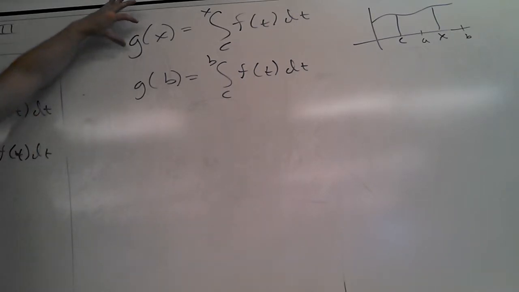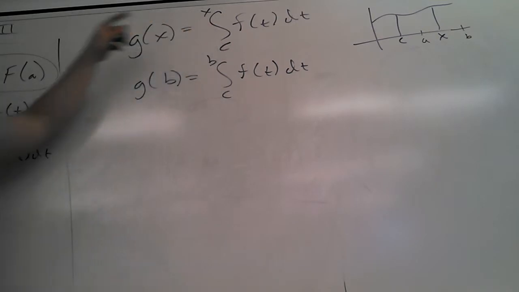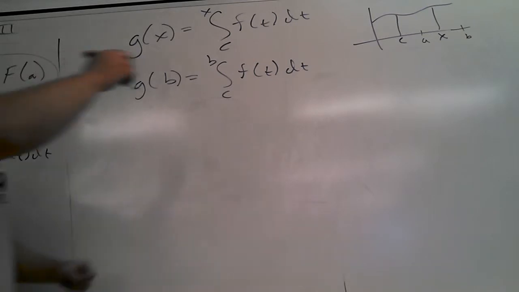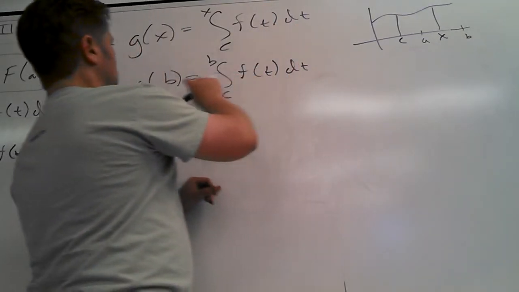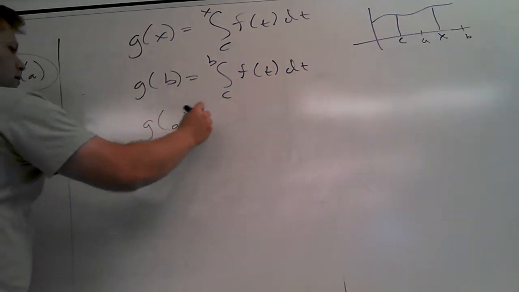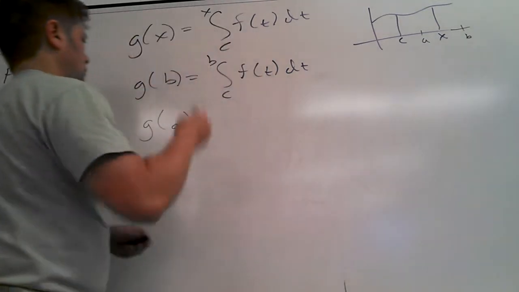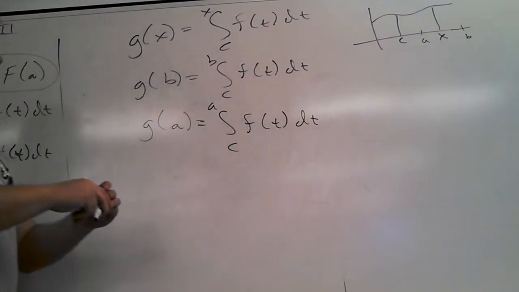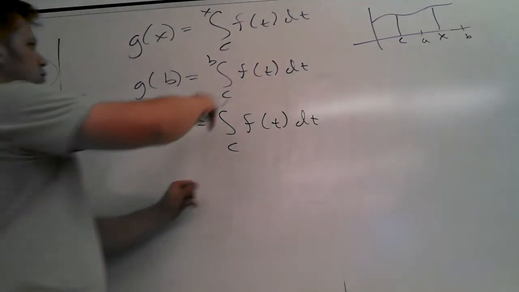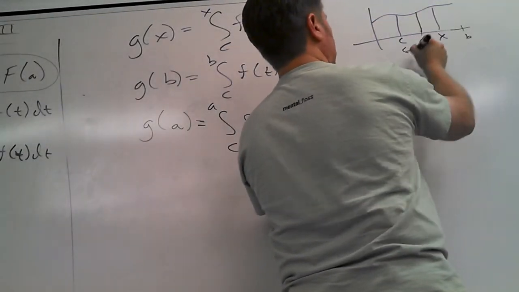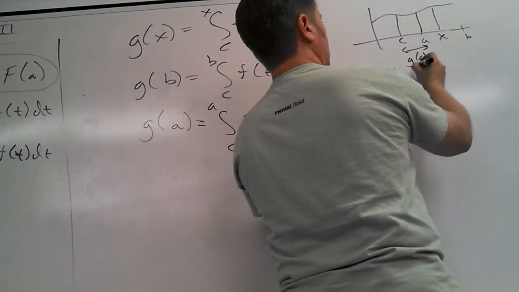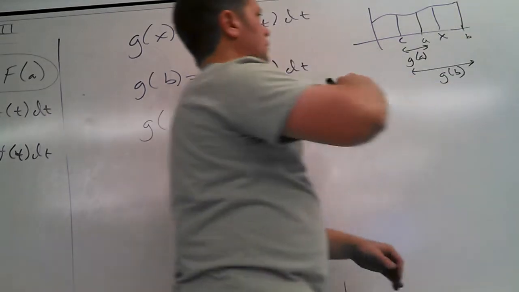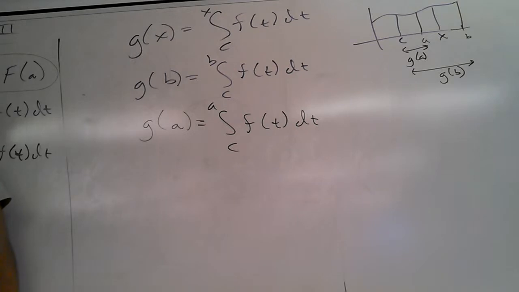So this is the definition of g of x. I just have to use the letter c because the letter a is already taken. Are you guys cool with that? It just has to start somewhere. So g of b is this, and g of a is going to be this. So g of a would be this much right here. This is g of a. And g of b would be this much. And then g of x would be g of x, which makes sense. Okay, all right, so far.